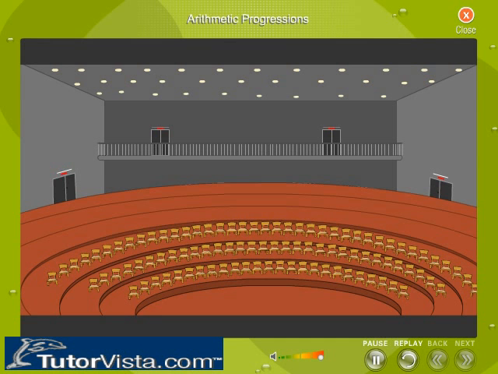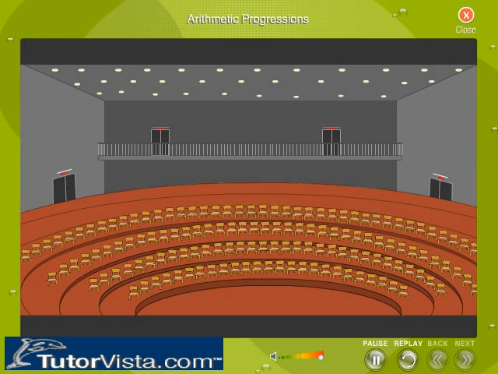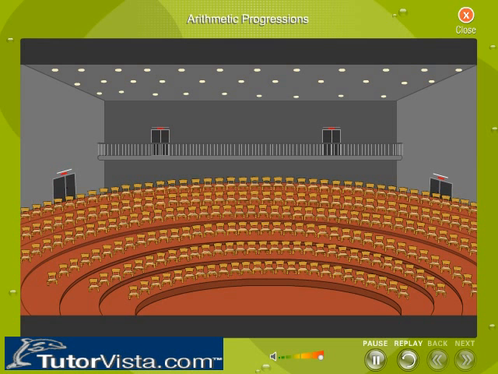How many seats will be there in the 10th row? How many rows will the auditorium need so that the capacity is 1,110 people? This is an example of arithmetic progression. You will be able to solve this problem at the end of this module.